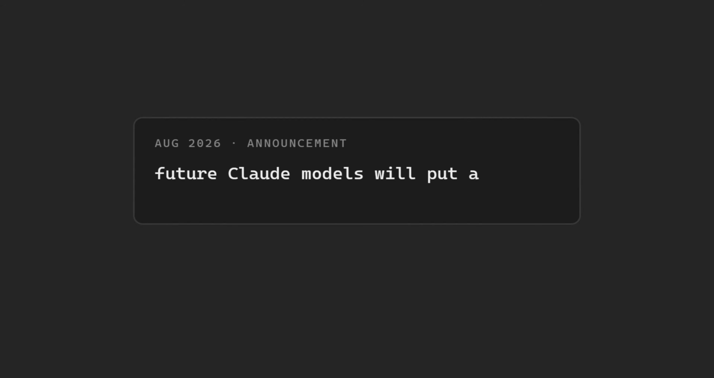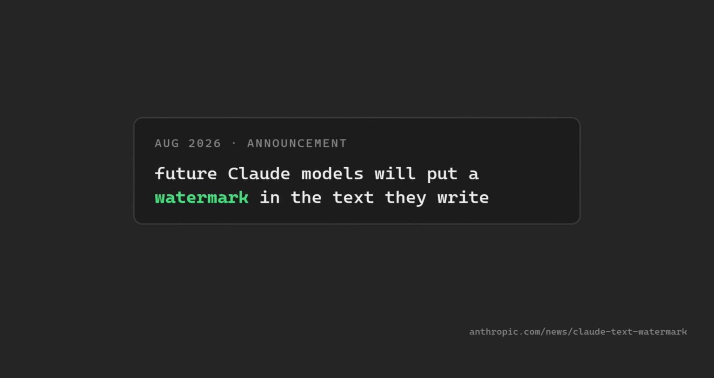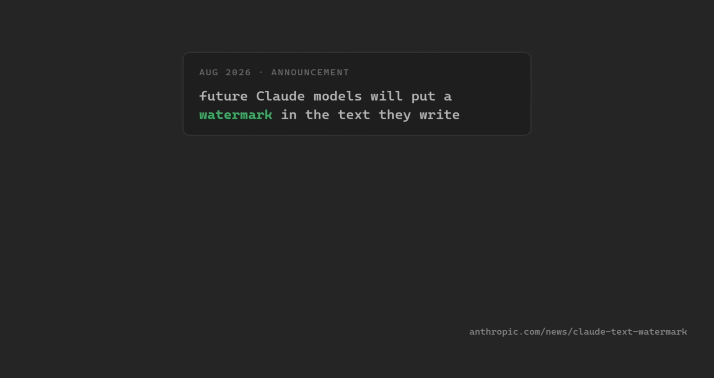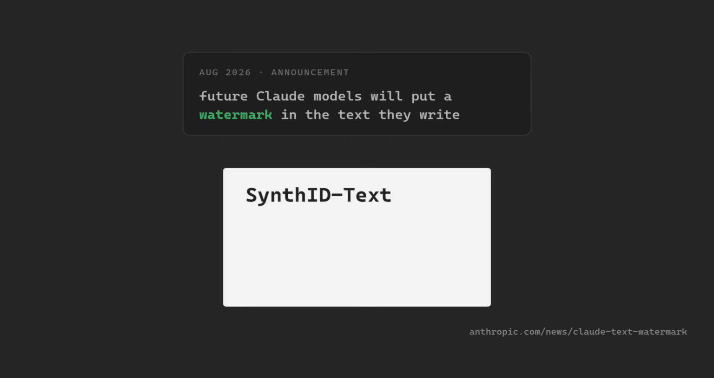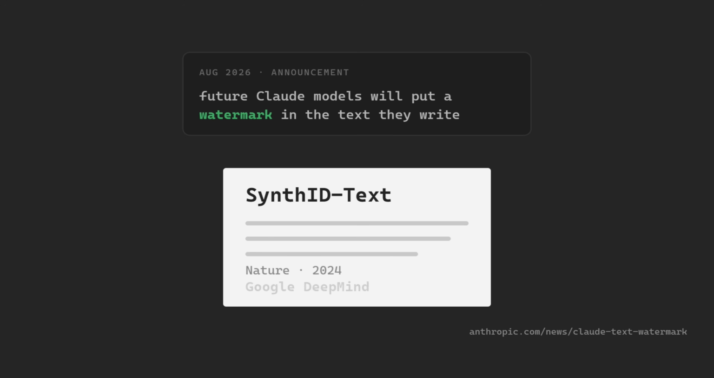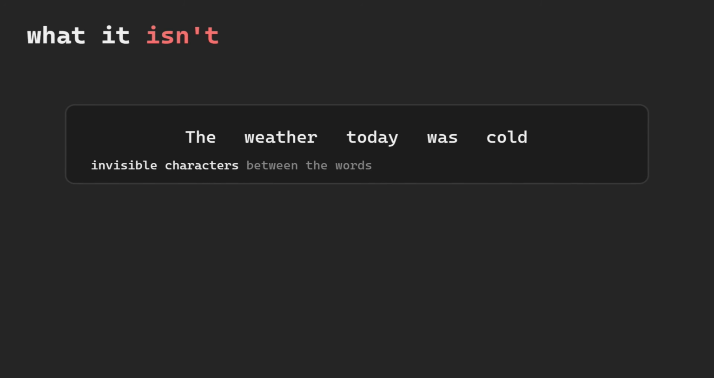In the middle of August 2026, Anthropic announced that future Claude models will put a watermark in the text they write. What makes this worth a video is that they also said which method they use, so instead of guessing, we can just go and read the paper, which is what I did. It is a version of SynthID Text, a method from Google DeepMind. And before we get to it, it is worth saying what this watermark isn't.